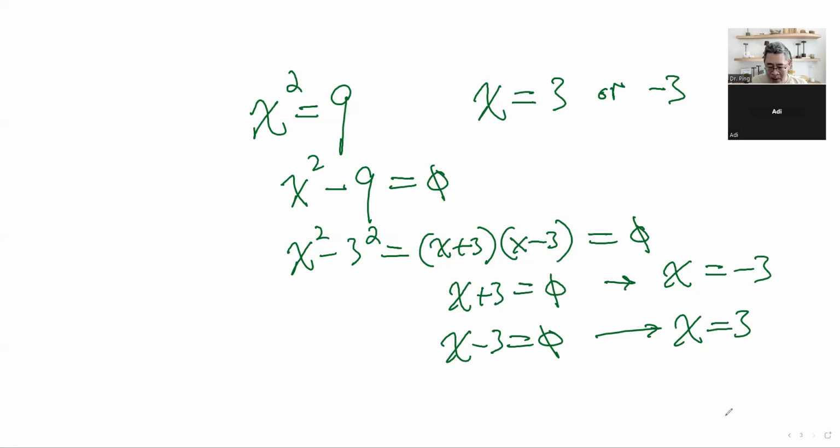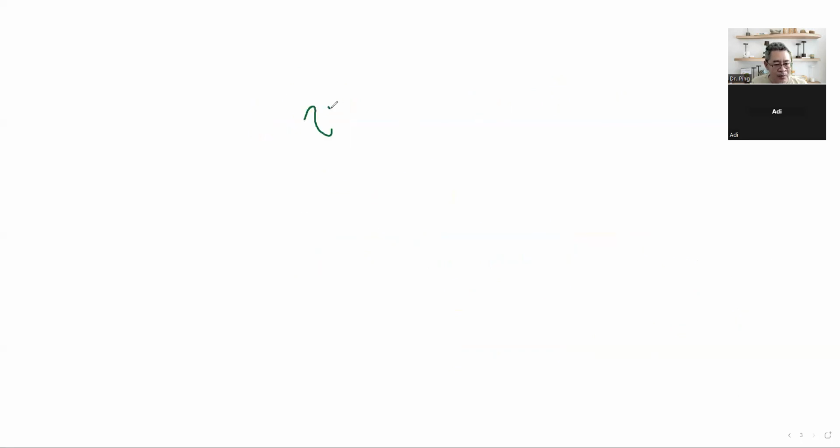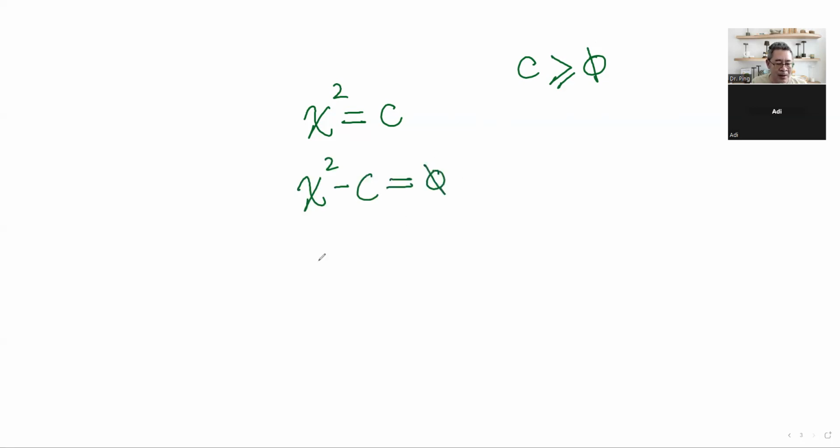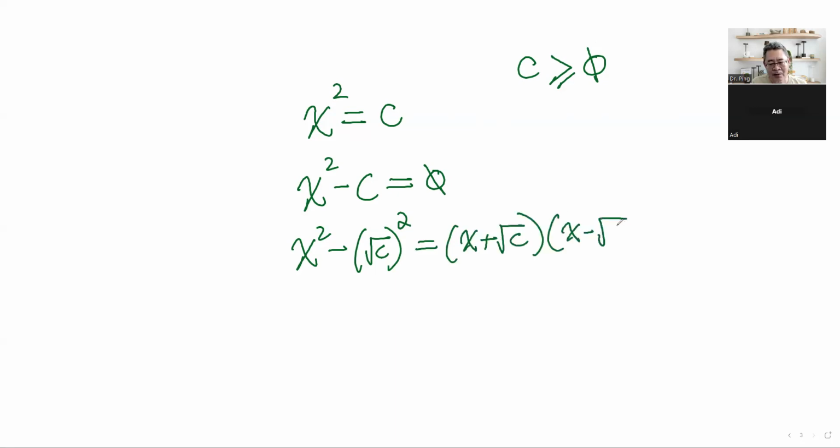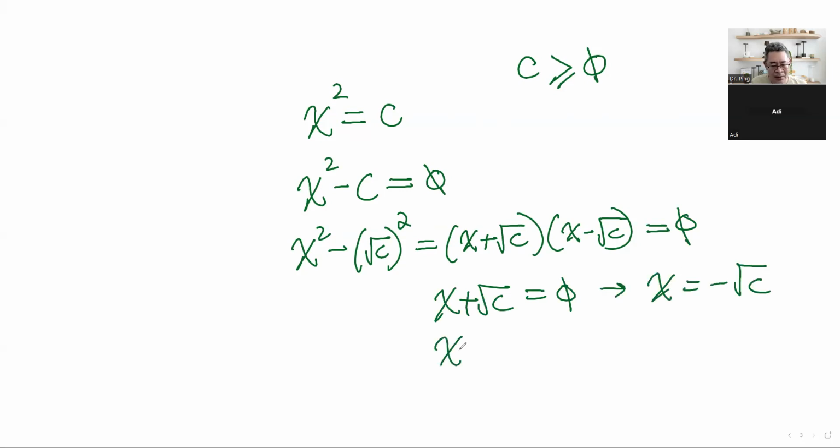Okay. And for this, we actually can generalize it. So we can have a formula for this. To generalize it, we can say x squared is equal to a number, and in this case, c is a positive number. And so therefore, we can write it as x squared minus c equals 0. And we know we can change the c into square root c squared. And that will give us x plus square root c and x minus square root c. And to make that 0, we either have x plus square root c equal to 0, and that gives us x equal to negative square root c, or x minus square root c equal to 0, and that gives us x equal to square root c.